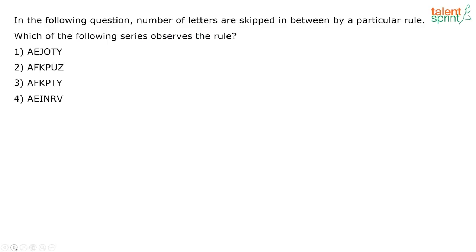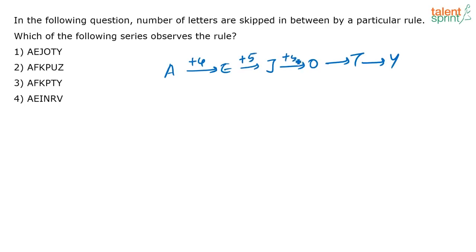Next one. In the following question, a number of letters are skipped in between by a particular rule. Which of the following series observes the rule? See, this was also a fairly easy one. What is happening here, if you look at option 1, what is the pattern that is being followed? A, E, J, O, then you have T and then Y. See, A plus 4 is E, E plus 5 is J, J plus 5 is O, O plus 5 is T, and T plus 5 is Y, correct? Yes.